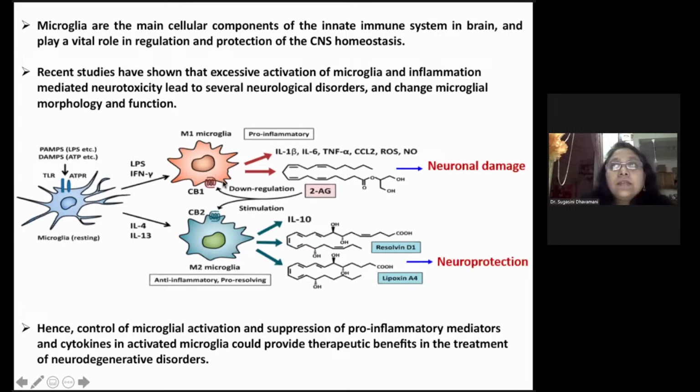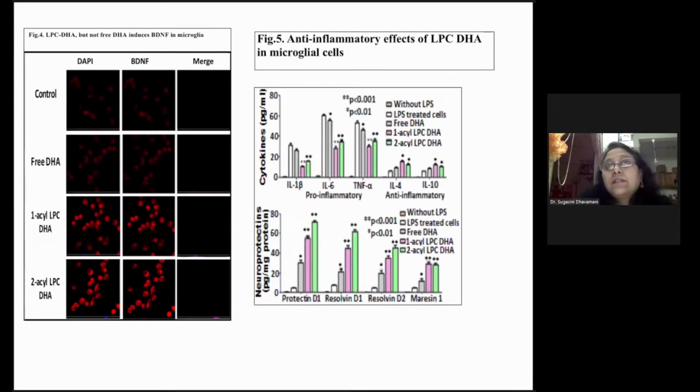The M1 microglia, with LPS and IFN alpha, polarize to the M1 phenotype and produce pro-inflammatory cytokines or mediators. It includes IL-1 beta, IL-6, TNF alpha, CCL2, ROS and NO. Whereas the M2 phenotype acts as an anti-inflammatory cytokine producer, producing resolvins and maresins, and acts as a neuroprotection. Hence, the control of microglial activation and the suppression of pro-inflammatory mediators and cytokines in activated microglia provides therapeutic benefits in the treatment of neurodegenerative disorders.